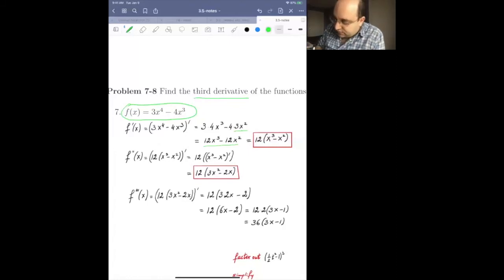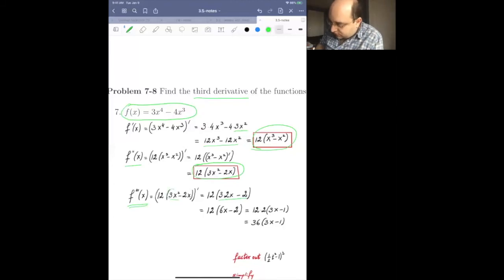The second derivative is equal to the derivative of this expression here, the first derivative, so I can find it just like before using the power rule again. And finally, the third derivative is the derivative of the second derivative, which we just found, and it's equal to 12 times the derivative of 3x squared minus 2x. Just by the power rule.